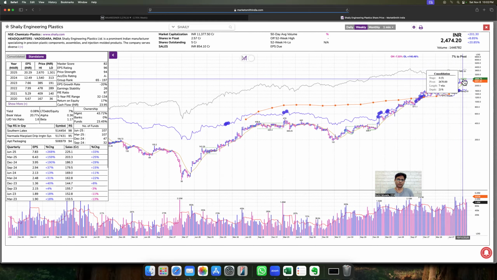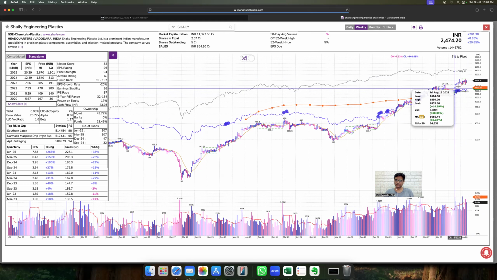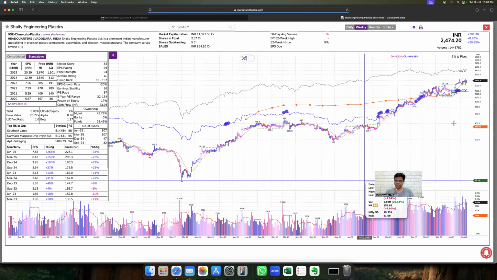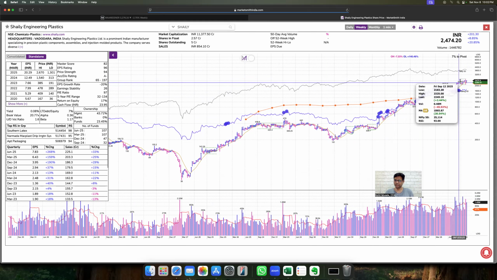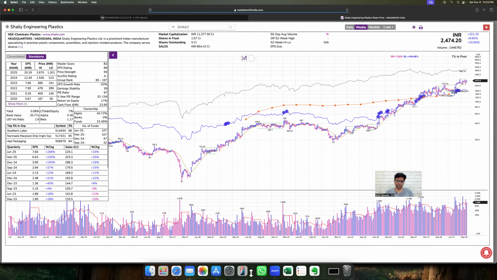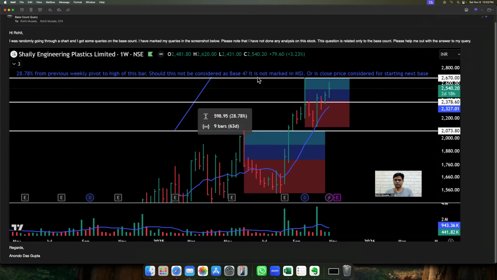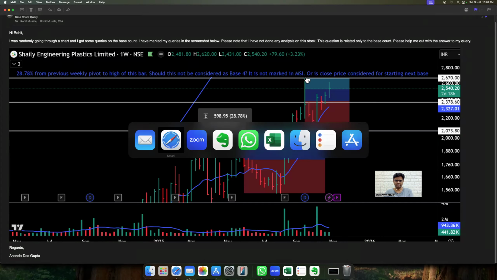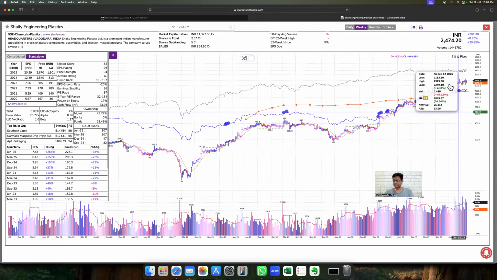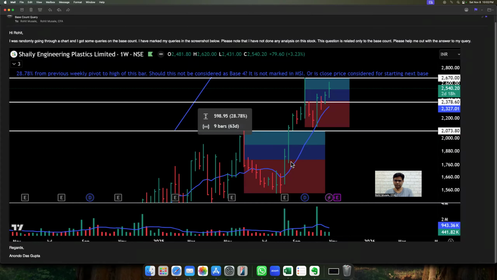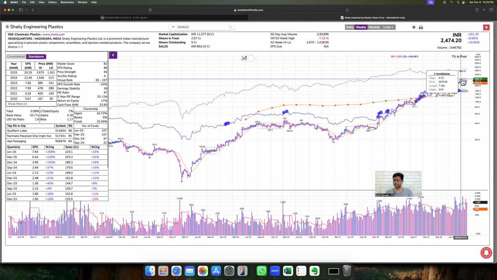So I don't know why he's saying they have not marked it as a base. I can clearly see from base 3, it has gone to base 4. I'm not sure why he has written this in the email, that it is not marked in MSI. I can see in the MSI that it is clearly marked. You see, this is base 3, then the stock breaks out. From this candle, the base 4 starts.